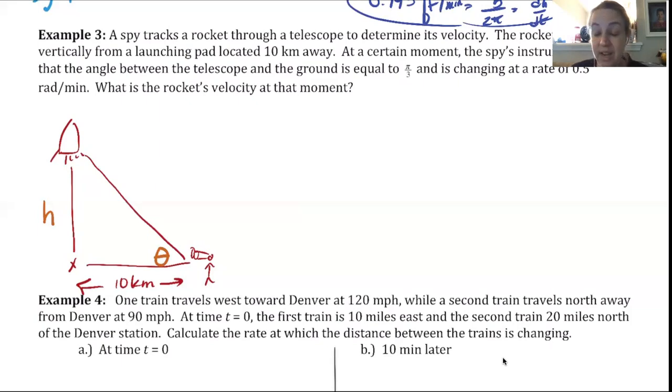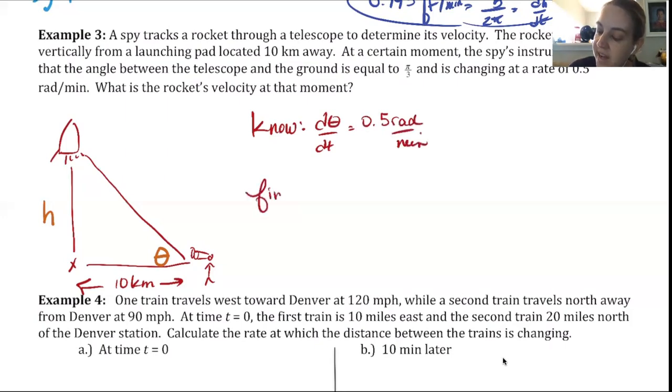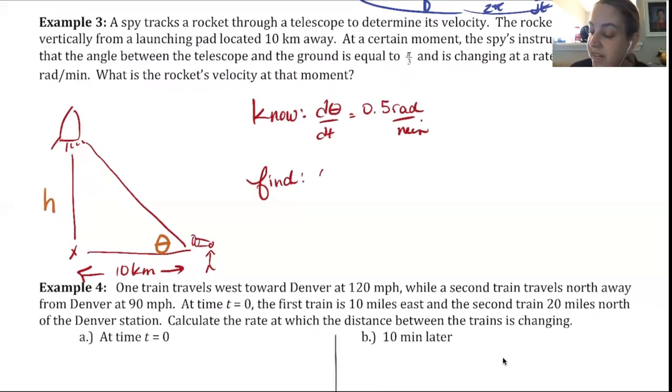So again, we're taking a picture of this situation. We know that d theta dt is 0.5 radians per minute. That's given in the problem. We want to find what is the rocket's velocity. Well, velocity is distance over time. We want to find dh dt. At what exact moment are we taking a picture? Well, we're taking a picture when theta is pi over 3. So how do we relate h, 10, and theta?